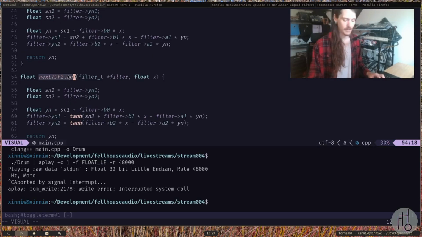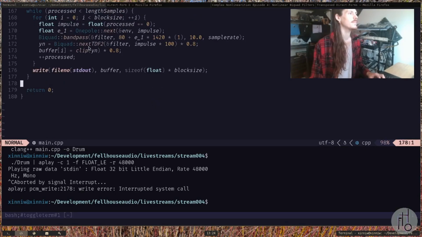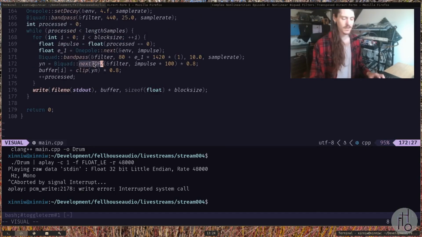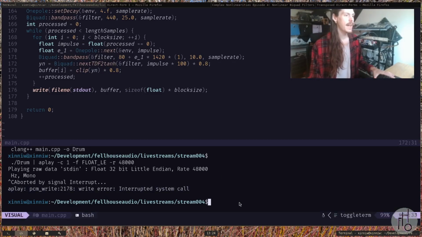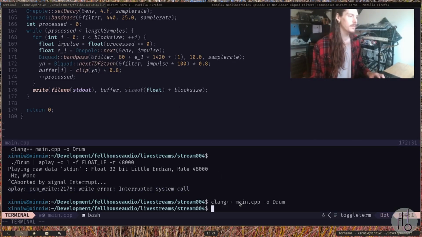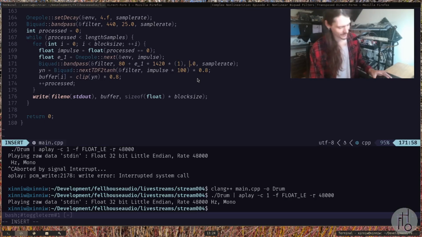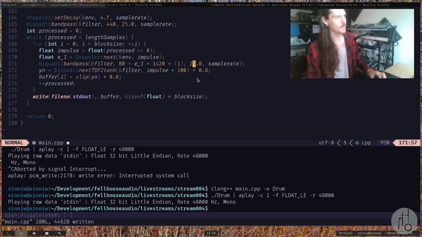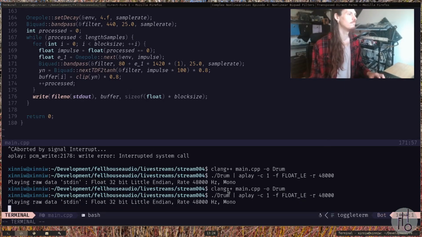All right, what happens to our lovely filtered knock when we have this in there? Okay. Sounds really similar. Sounds really similar. What if we make it more resonant? It's like basically the same.